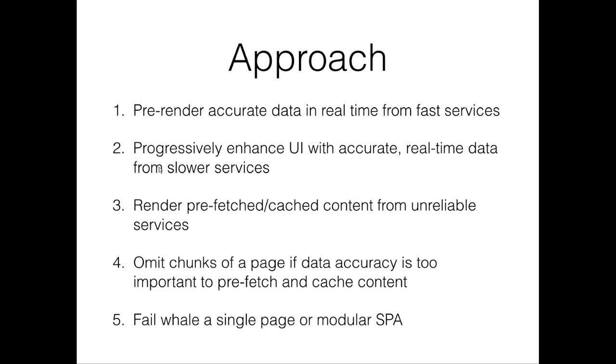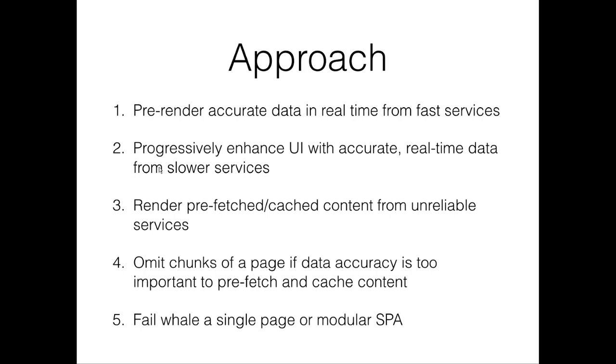So what's the ideal approach for dealing with external systems of variable speed and reliability? Well, pre-rendering accurate data in real time from fast services sounds good to me. Progressively enhancing the UI with accurate real-time data from slightly slower services, but ones that we're fairly confident about, that's the second best approach. The third approach would be to prefetch cache content from unreliable services, but then you get into having to figure out a good strategy for cache busting, to make sure the consistency of your data is very consistent. You don't want different requests returning different data depending on which instance of Play they hit.